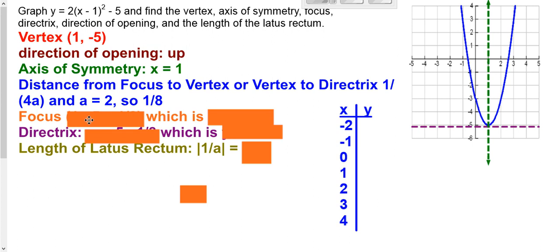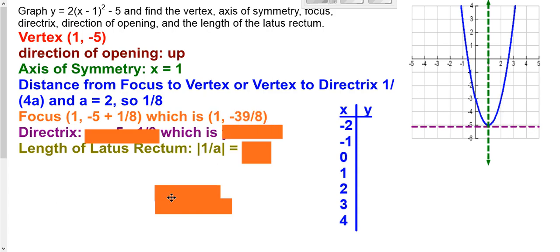If we go straight up, that does not affect the x at all. So we have to go to our y-coordinate of our vertex, go up 1/8, so we get our focus to be 1, -39/8. Our directrix then would have to be 1/8 of a unit in the other direction, so we'd have to be at a vertex and go 1/8 down. And it's always a line, it's always going to be perpendicular to your axis of symmetry, so it's going to then be a horizontal line.